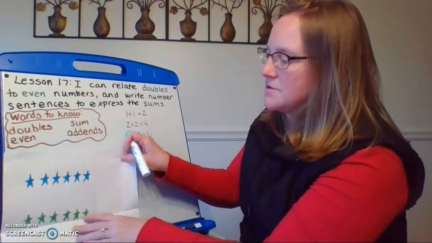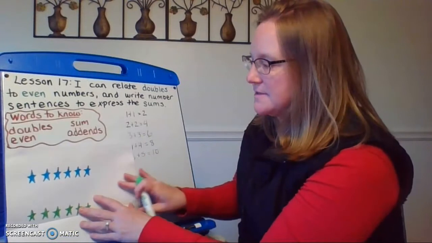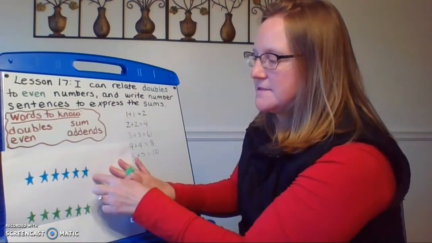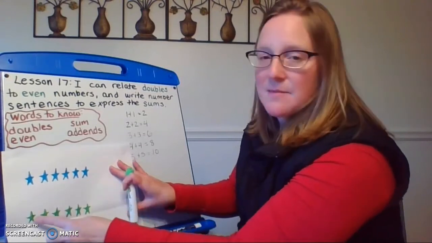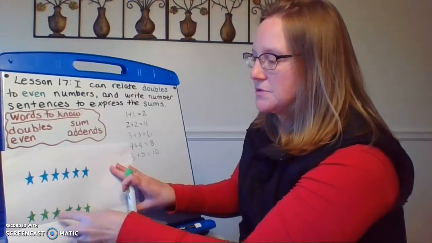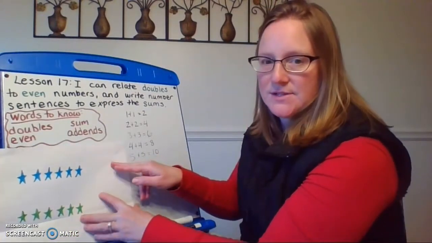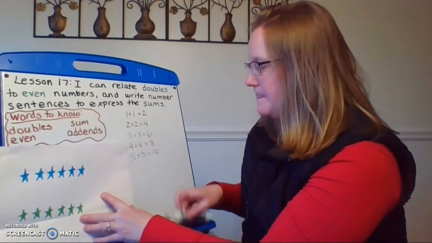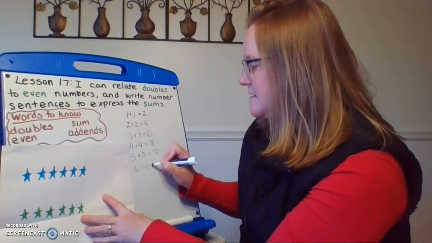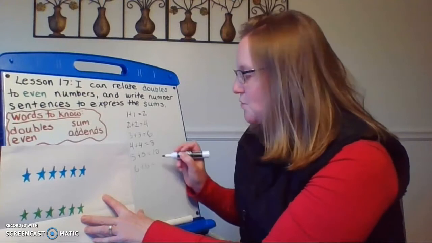Six, right? So if I open this back up, I have 6 stars. I have 1, 2, 3, 4, 5, 6 here, and I'm doubling the amount, so I need to add the same amount. 1, 2, 3, 4, 5, 6. Could I add that to my doubles list? Absolutely. So 6 plus 6 equals how much? 12.